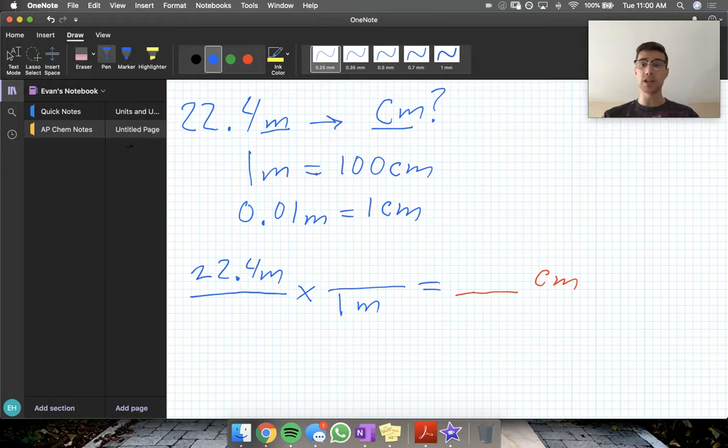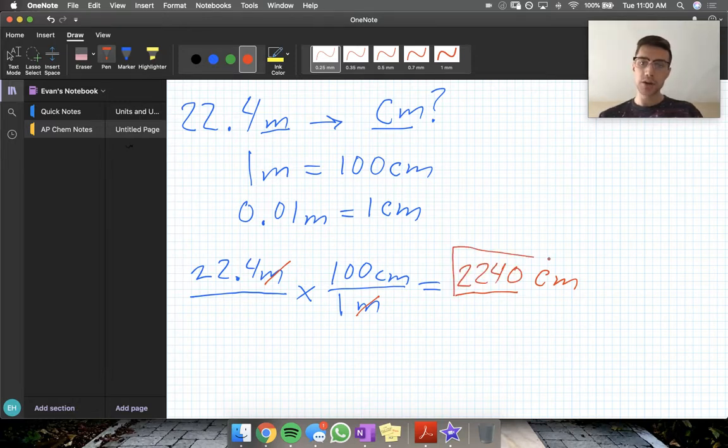Then I know, because of the conversions I wrote down, 1 meter is equal to 100 centimeters. So we've got our conversion. Our units are going to cancel out. We're left with just centimeters. So 22.4 times 100, move the decimal place over 1, 2, and then you divide it by 1, which is the same thing. So we end up getting 2,240 centimeters is equal to 22.4 meters.